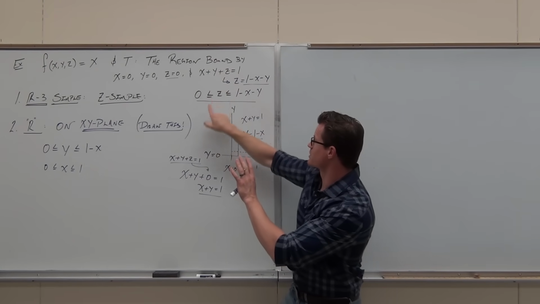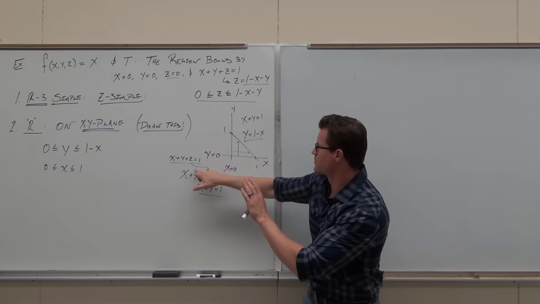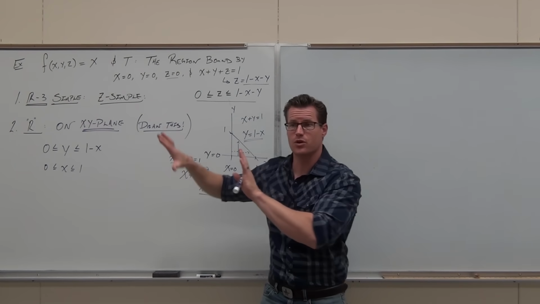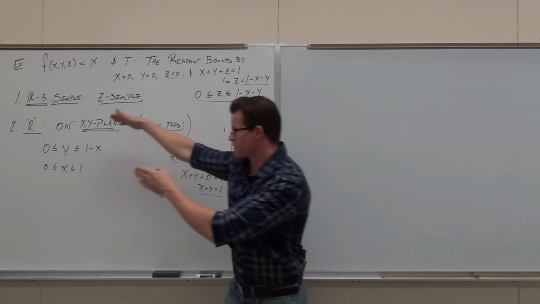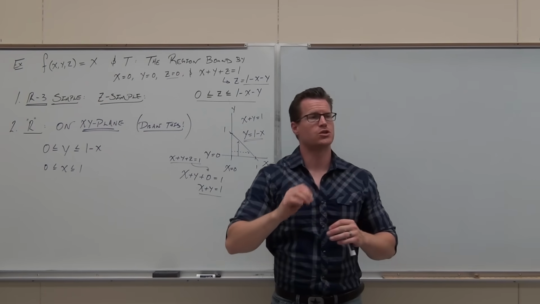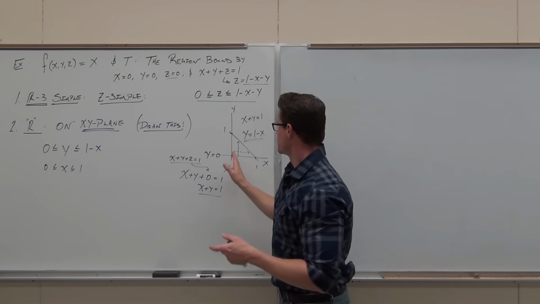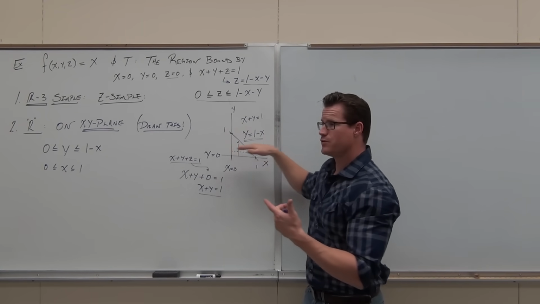XY plane has Z equals 0. Okay, so XY plane has Z equals 0. Draw the line, draw the line, draw the line. Everything that's on the coordinate plane that this refers to for R, draw them all. It's going to create a region for you. You get to choose how you want to define that region.